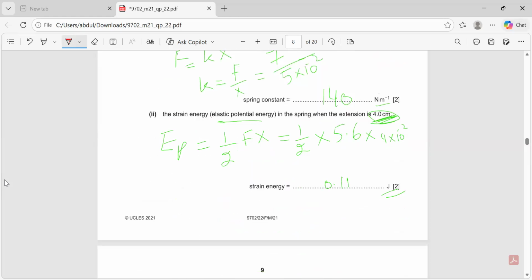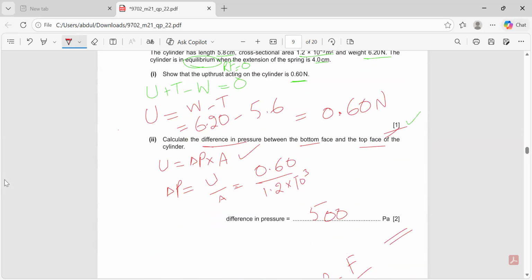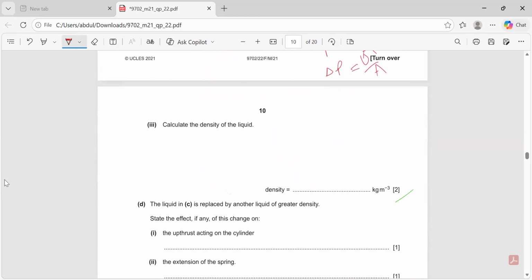Yeah, this was Munzer, sorry. I thought F1. No problem. Sorry. Okay, now calculate the density of the fluid.